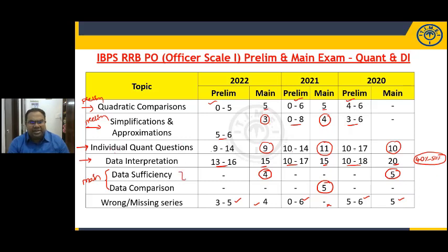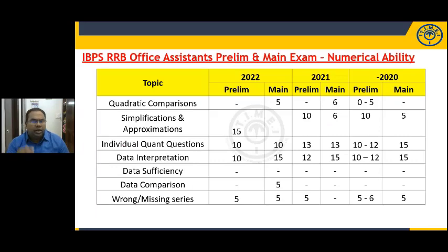Then data sufficiency and data comparison generally appear in your main examination, right? Let us look at the office assistant breakup. You can find a difference in the breakup of officer scale 1 and office assistant. Again, individual quant questions and data interpretation are part of both the prelim exam and the main exam.